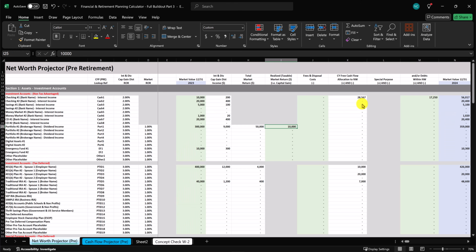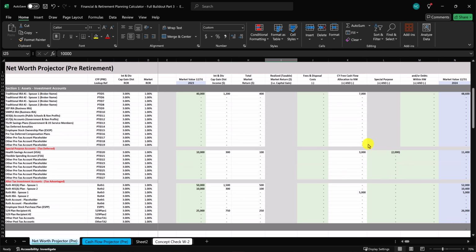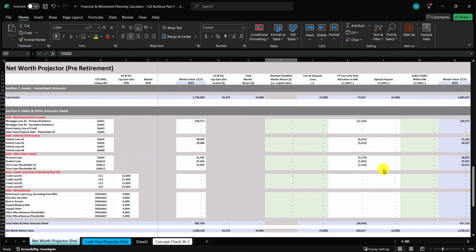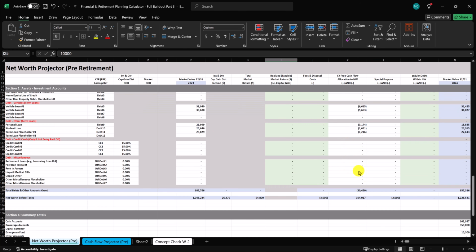So we go back over here, there's the $28,567. There's the pre-tax accounts that we dealt with earlier. There's the $3,000 that went into the HSA. There's the $5,000 that went into the Roth. And then as I continue to scroll down here, we also have amounts that went against our liabilities. All of these items right here were the principal payments on various loans. And so when we get all the way to the bottom here, we have $104,000 that increased our net worth.